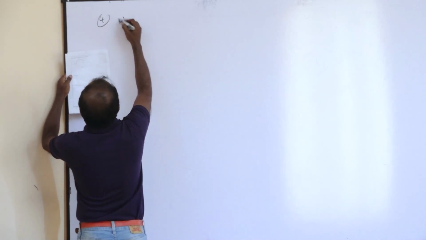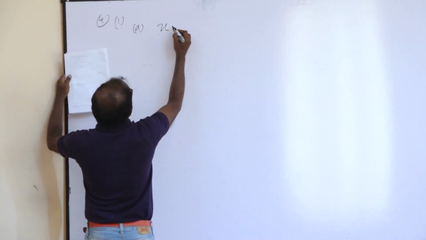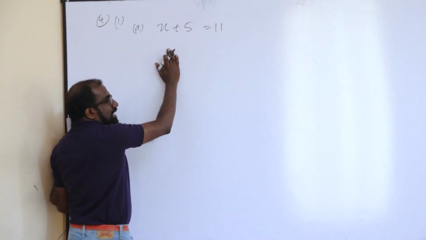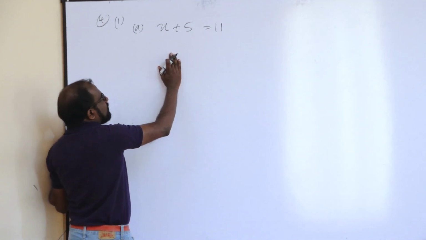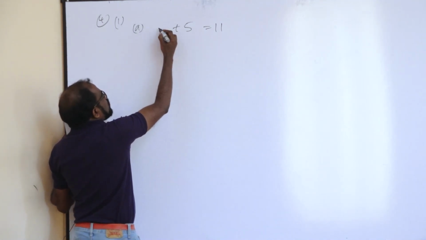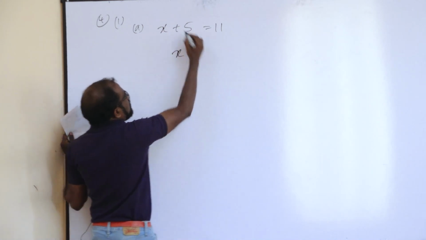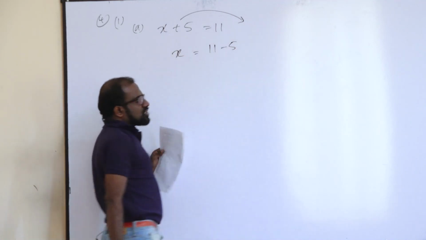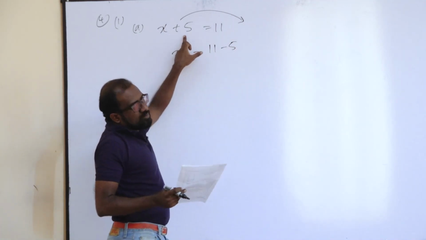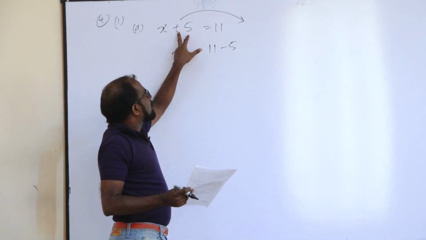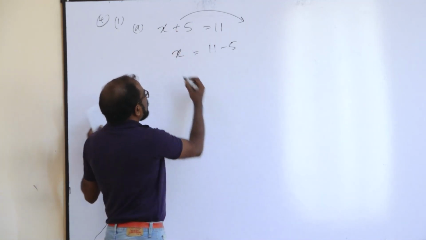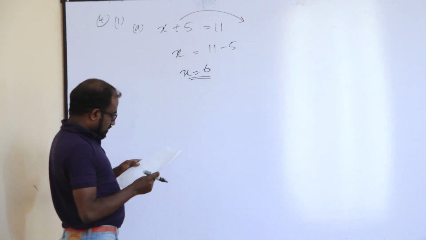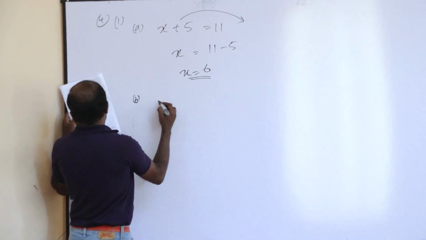Question number 4, first one, part A. x plus 5 equals 11. A very primary equation. So what shall you do to find the value of x? This plus 5 should be taken to the other side. When you cross the equation sign, I ask you to perform the opposite mathematical function. Plus 5 comes to the other side as minus 5. x equals 6. Right?